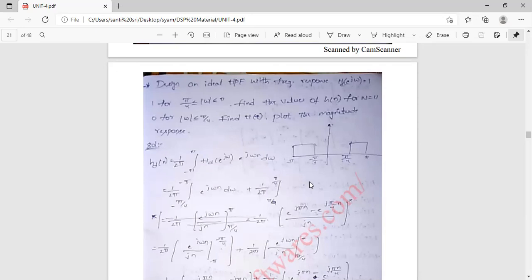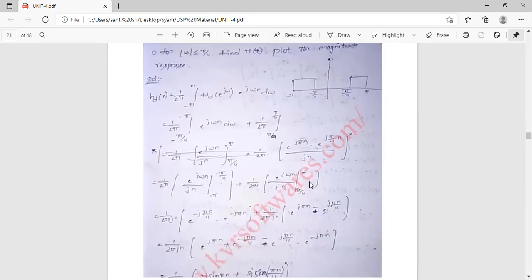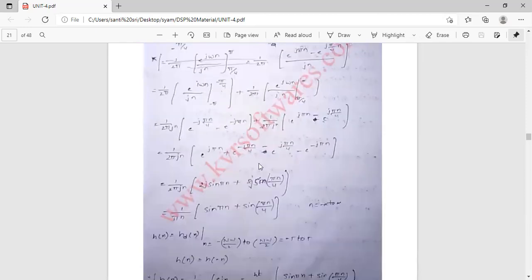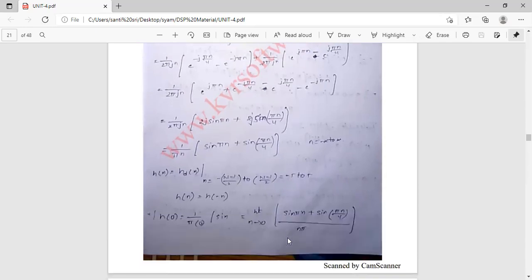So minus pi by 4 to minus pi, its value is 1. So 1 by 2 pi into the integral from minus pi by 4 to minus pi of e power j omega n d omega. Okay, so it is calculated as 1 by pi n into sin pi n plus sin pi n by 4. So h of n equals hd of n at n minus 1 by 2. Here also n value is 11, so 11 minus 1 by 2, that is 5. So minus 5 to 5, it is also symmetric. So h of n equals h of minus n, right?